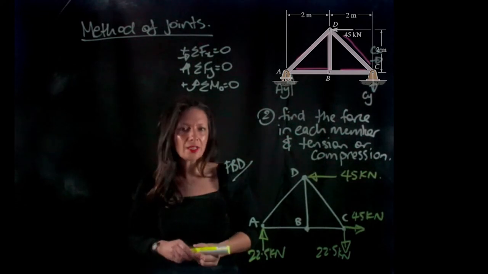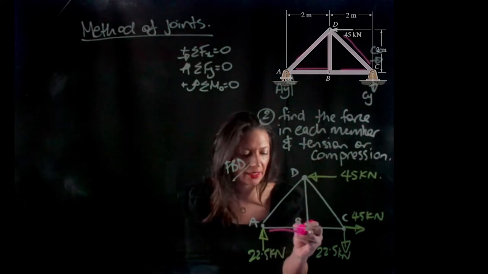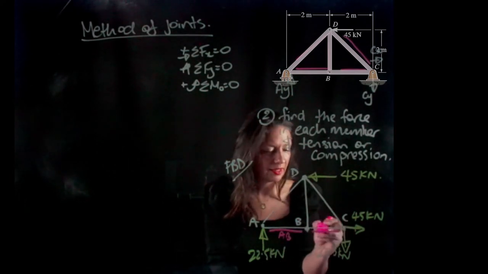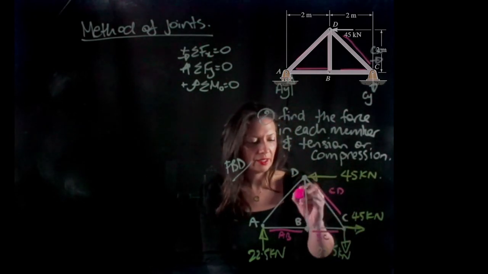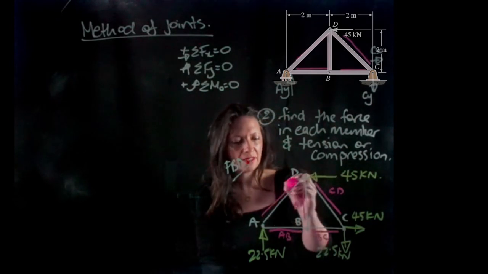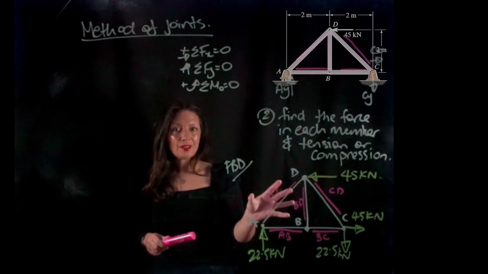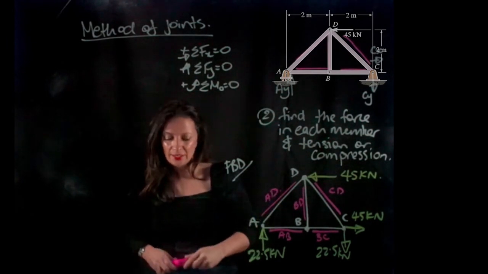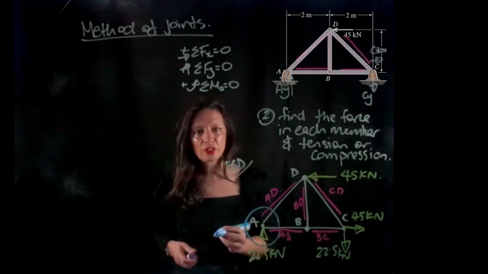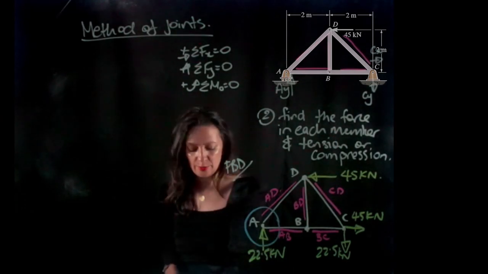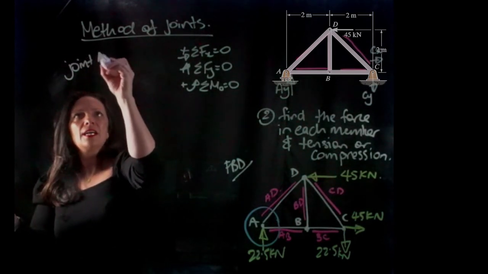So now what I want to do is find the force in each of these members. So I want to find the force at AB, BC, CD, BD and AD. So let's now take a look at the method of joints. And what we're going to do is start over here at joint A. So at joint A, let's draw another free body diagram at joint A.